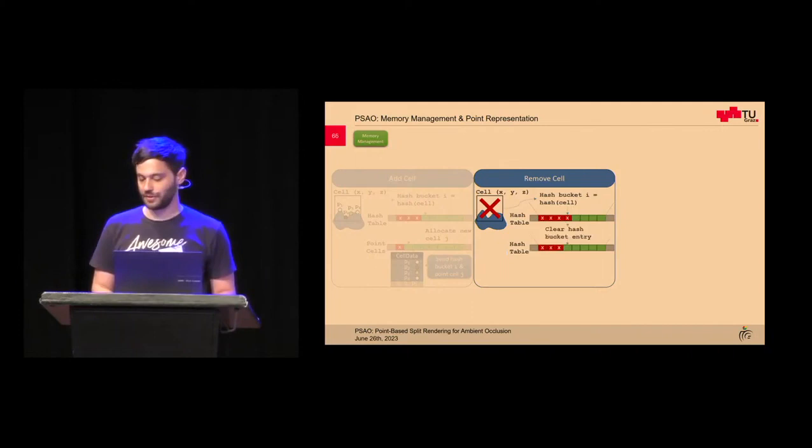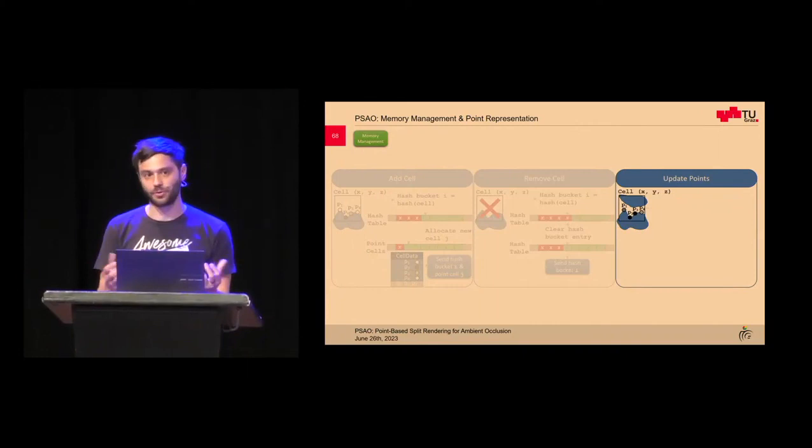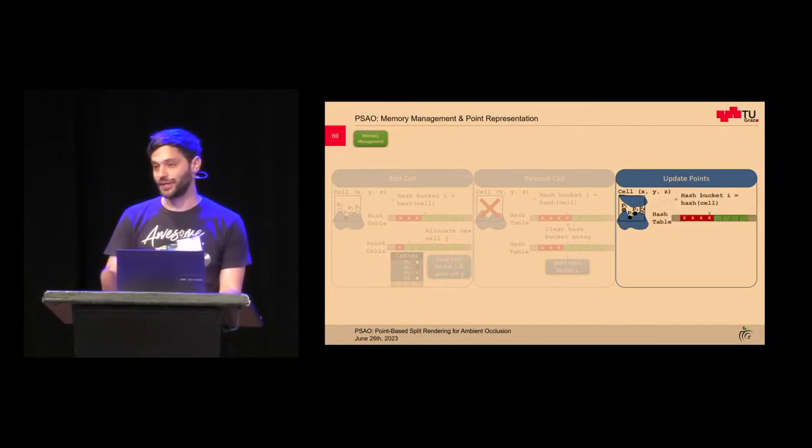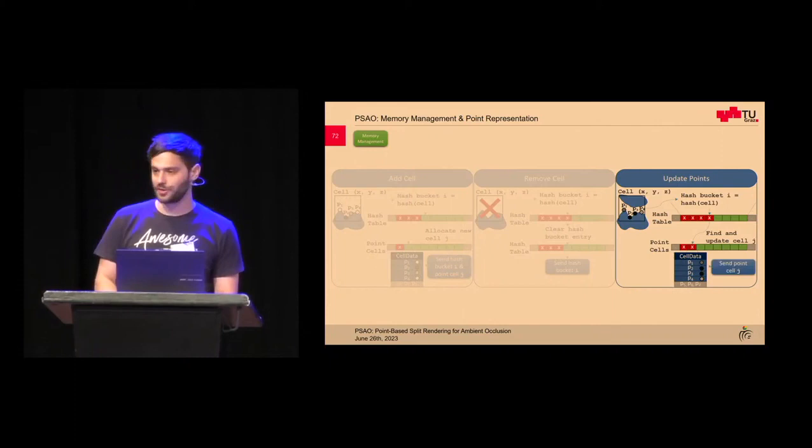And the final thing we can do is update points. So if, for example, another mesh moves on top of these points such that their AO contribution is a bit darker, we do exactly the same thing. We follow the hash table, find the bucket that corresponds to this cell, find the cell, and update all of these entries within it. And for the client, we simply send the full point cell. In our experiments, sending the full cell is actually slightly more data efficient compared to sending individual points, but it depends on how many points you store within cells.